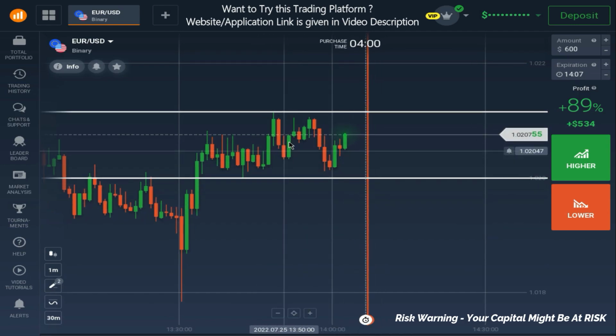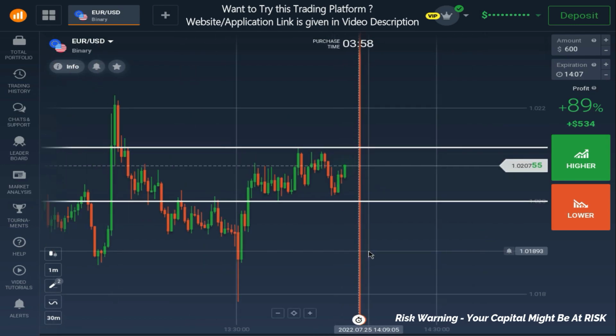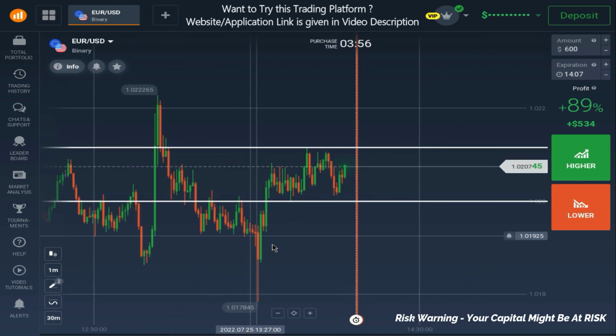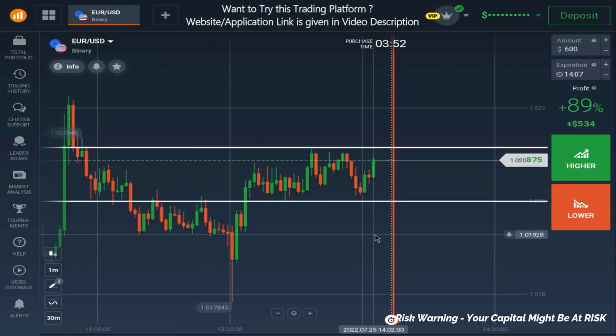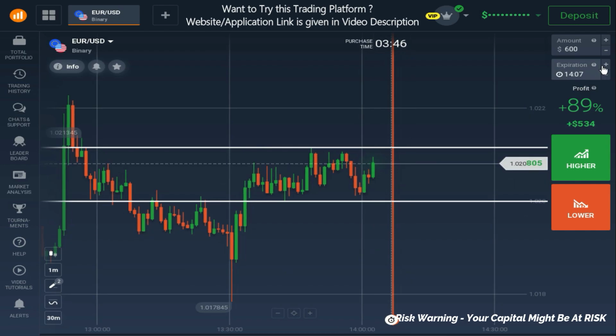I am expecting that the market will break it in the downward direction because for me the trend here, on this chart only, is a downtrend. The price action is suggesting that it's a downtrend market, but let's see what is going to happen and how the market will react in the future.